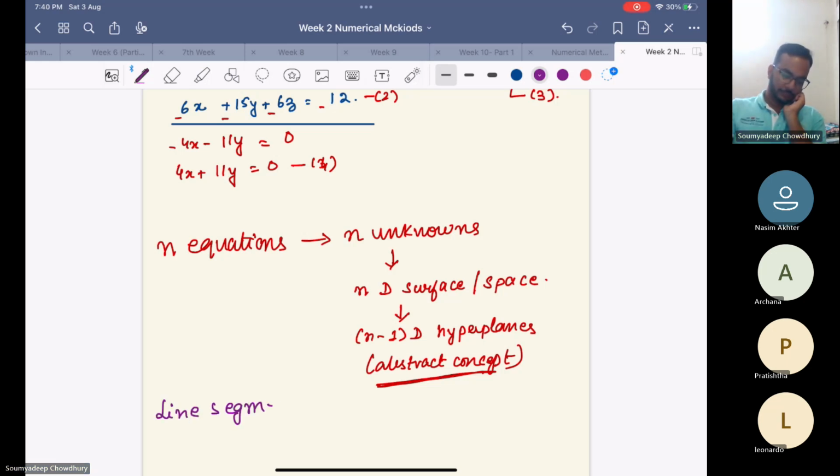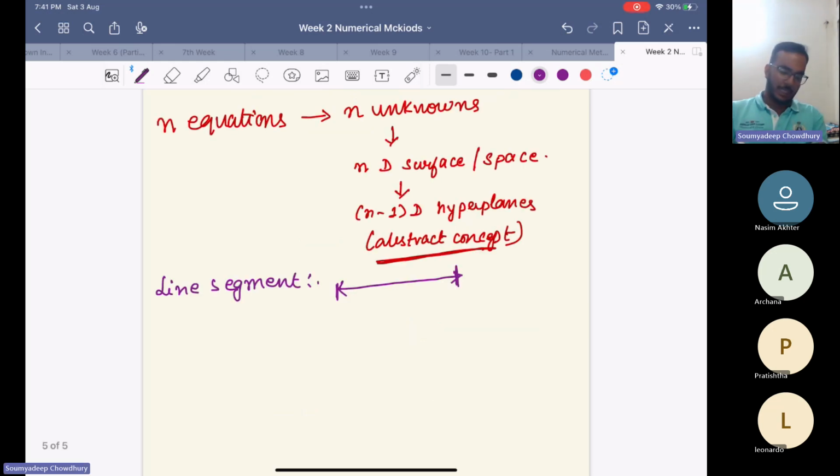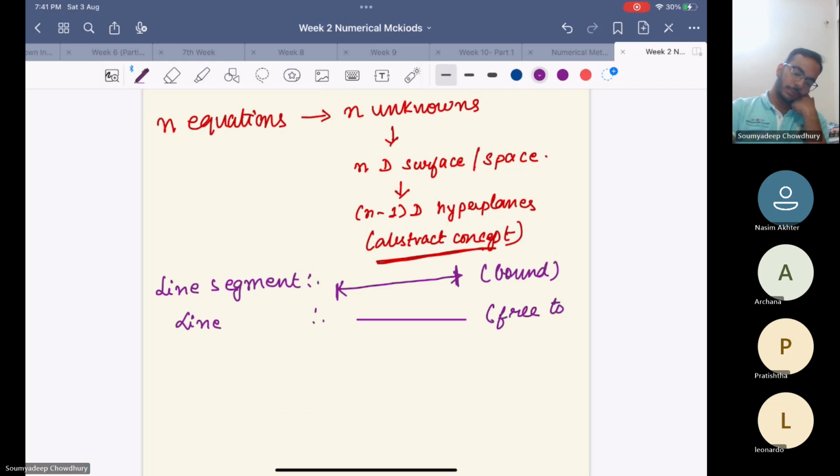So a line segment means a straight line which is bound. It cannot extend. We had learned this in our childhood when we were introduced to geometry. We were told what is the difference between a line and a line segment. So this is a line segment, right? It is bound. The end coordinates are fixed here. Whereas a line, just a line, is free to extend in either direction.